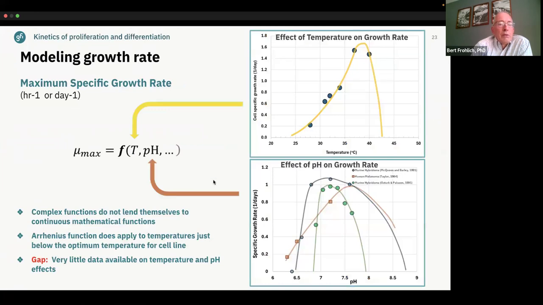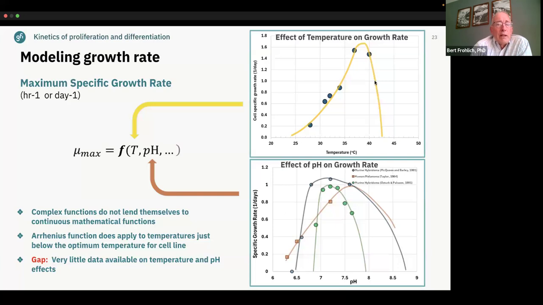So moving on to modeling growth rate, what's typically done is for a given cell line, there's a maximum specific growth rate that's characteristic of that cell line, and that's kind of used as the cap or the maximal growth rate per definition. But it's also important to note that that mu max is also a function of temperature and pH. And over on the right, there's some of the data. We couldn't find much, but there's some data we could find that expressed growth rate as a function of temperature and pH. And you can see that they have relatively sharp optima.